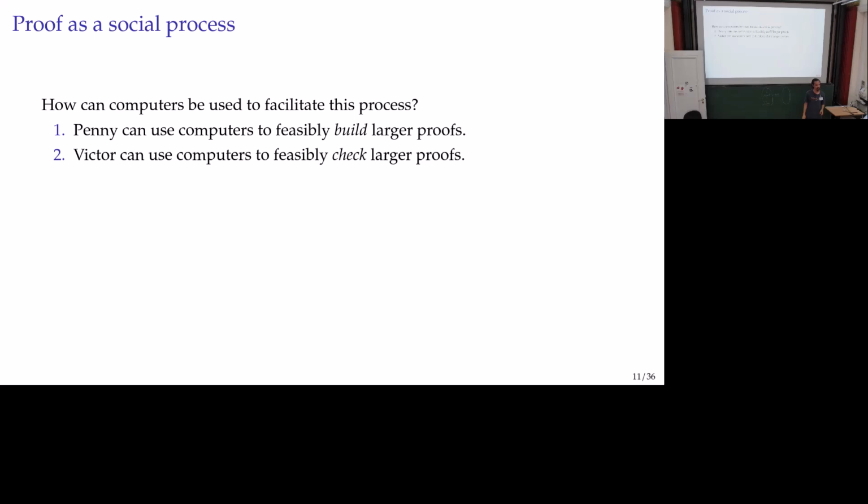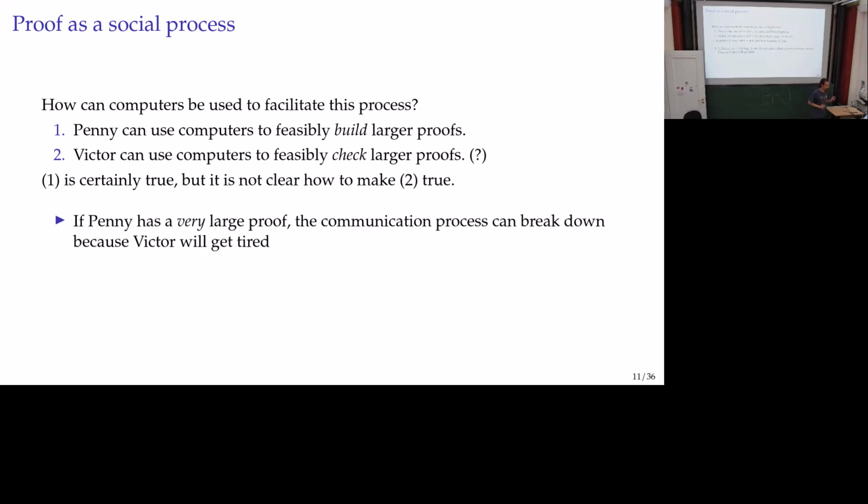So how can computers be used to facilitate this process? So there's basically 2 ways. Penny could use computers to feasibly build larger proofs, and then Victor could use computers to feasibly check larger proofs. Now, 1 is definitely true, but 2, it's less clear how we can do this. If Penny has a very large proof, then the communication process can break down. If Penny starts sending thousands and thousands of pages of plain English, it might start becoming a problem for Victor to just read all of that text.